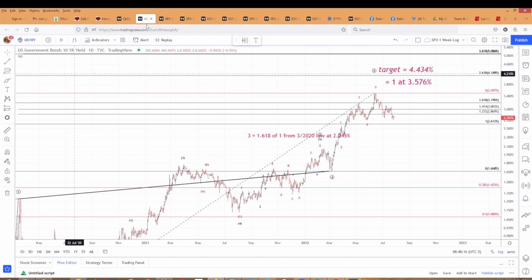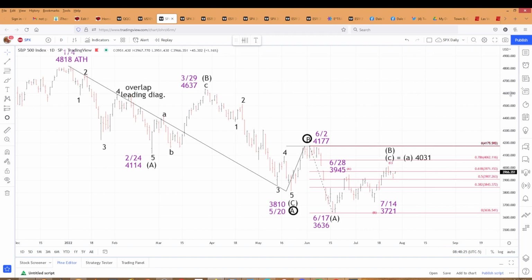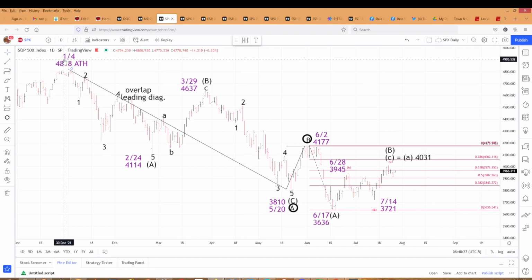Okay, that's it on the US 10-year treasuries. S&P 500 cash market. Let me move this in a little bit here. Here you can see January 4th all-time high. 5 waves down for A, 3 waves up for B, 5 waves down for C in parentheses. That makes the larger wave A. There's a wave B up, and then we're going to repeat that. 5 waves down for A, 3 waves up for B, and then we look for 5 waves down in C for the larger wave C.